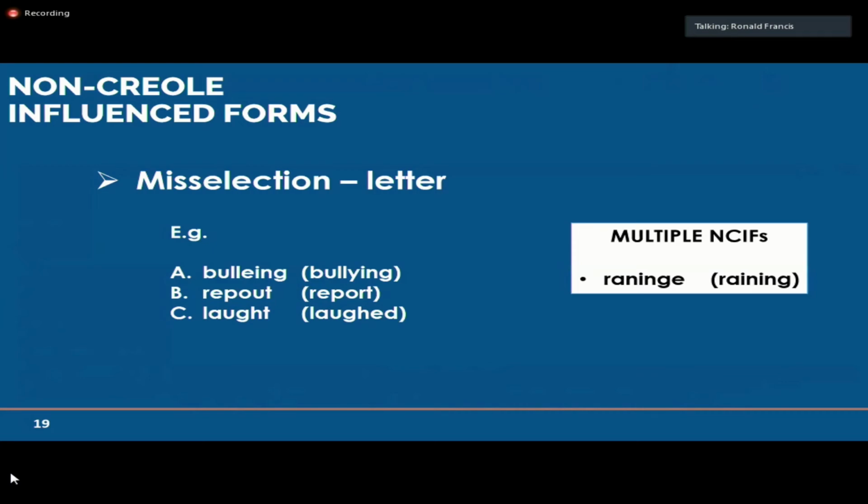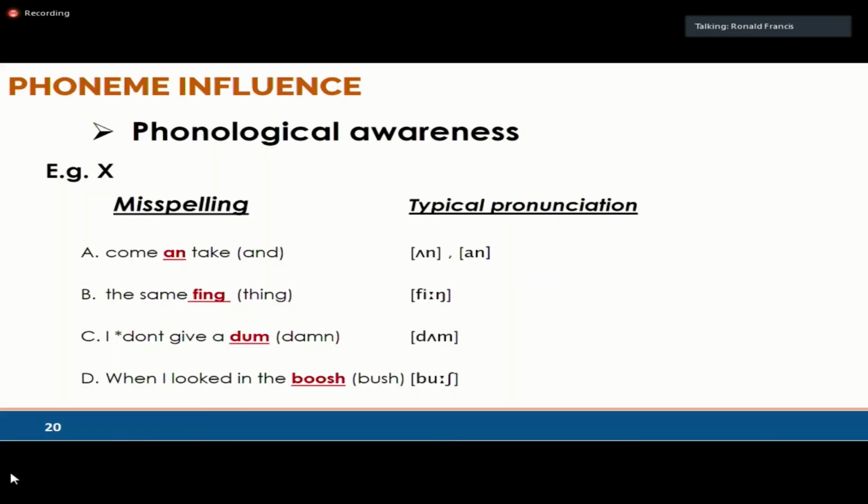Sometimes there were multiple errors in the writing as well. So in raining, the student has over-included a letter there. The child has deleted the I after the A, but also added another letter. So sometimes there were multiple forms that were non-Creole influenced. These were few and far in between. Usually there was just one spelling error in each word. But of course, there are some things that we can classify as Creole influence or belonging to speech.